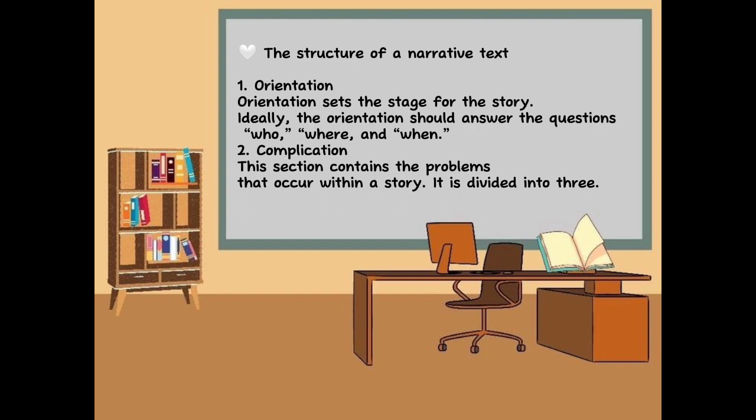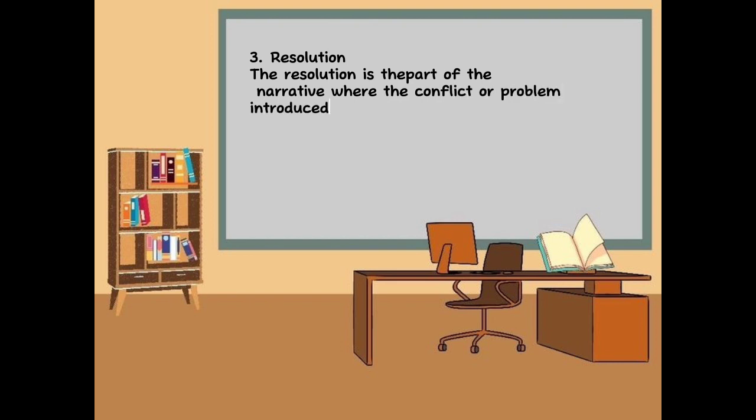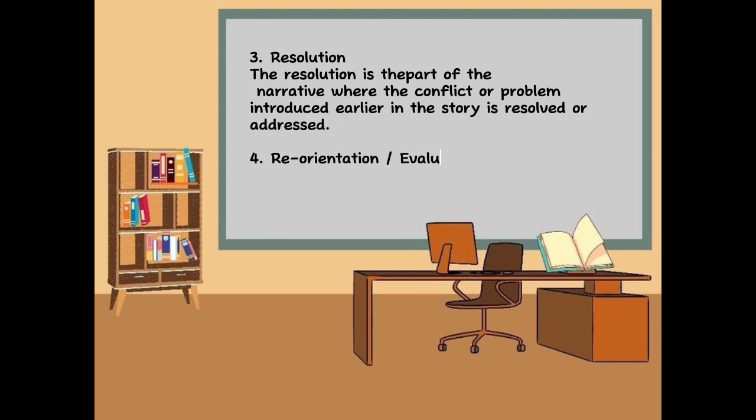It is divided into 3. Number 3, resolution. The resolution is the part of the narrative where the conflict or problem introduced earlier in the story is resolved or addressed. And number 4, reorientation, evaluation. Reorientation, also known as evaluation.